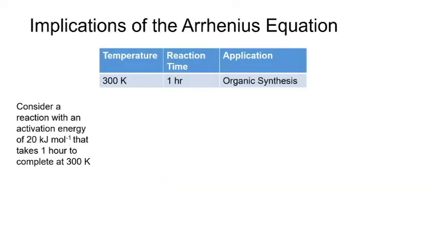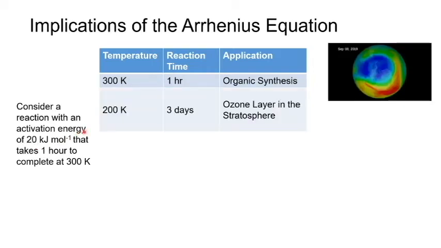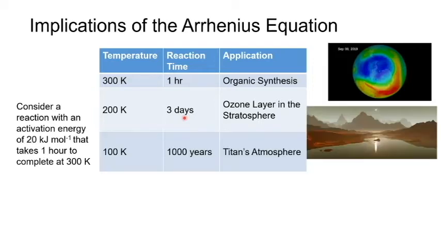Now, let's think about some of the implications of the Arrhenius equation for some chemical applications. So if we consider a reaction that has an activation energy of 20 kilojoules per mole and takes 1 hour to complete at 300 K, how long will it take for that reaction to complete at some lower temperatures? So for example, at 200 Kelvin, which is typical of the temperature of the Earth's stratosphere, that same reaction will take 3 days to complete.